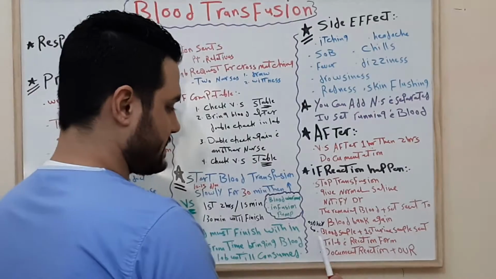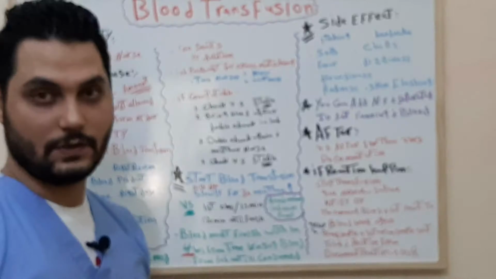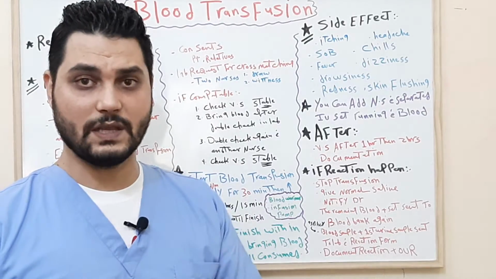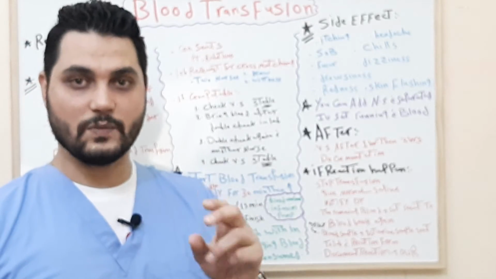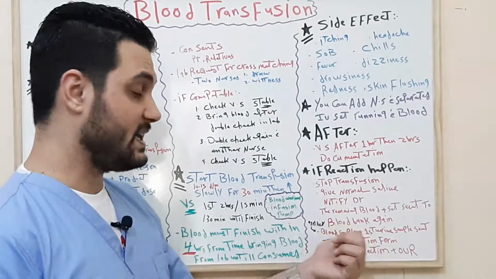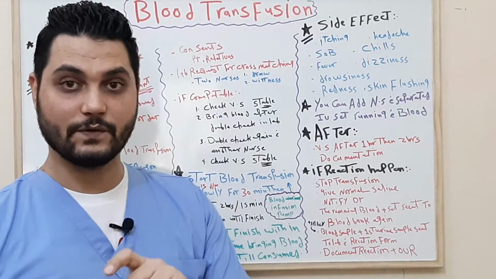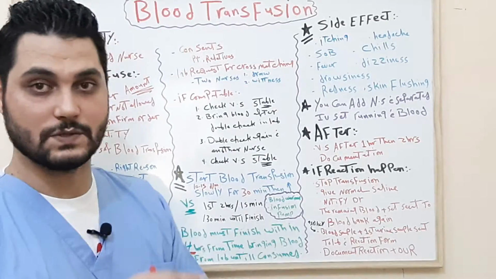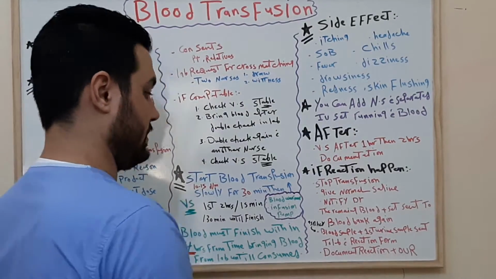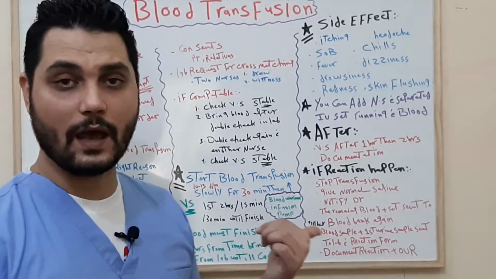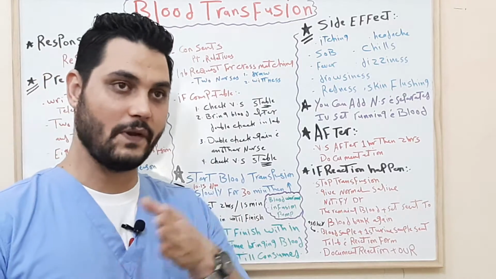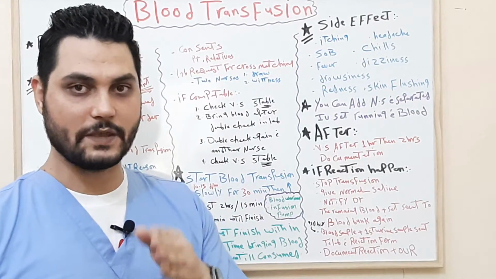After that, you draw 2 samples from the patient according to the policy in your hospital. But the most common is 2 red tubes, plus the first void, the first urine from the patient. You send them to the laboratory also with the reaction form. The last thing, document the reaction: what happened to the patient, what time, what you gave the patient, and write OVR. You must write OVR to protect yourself.